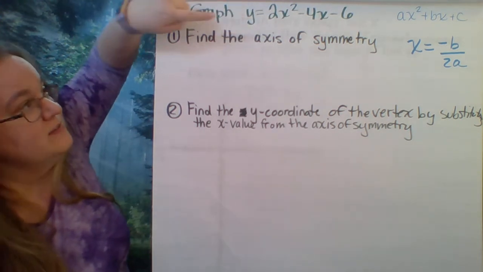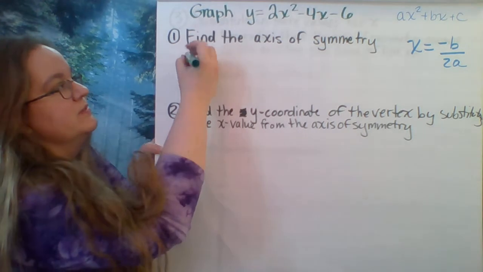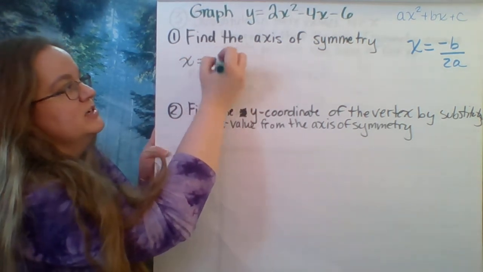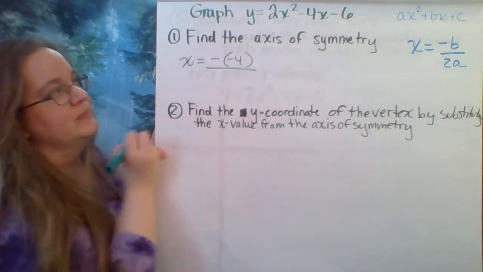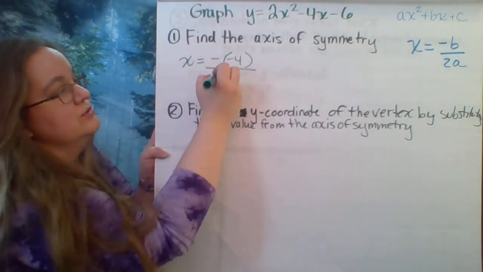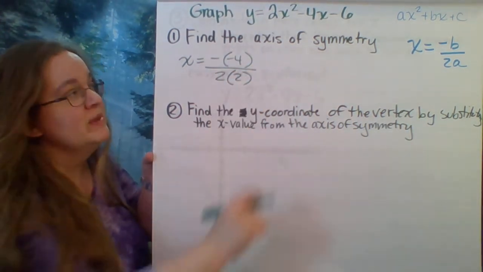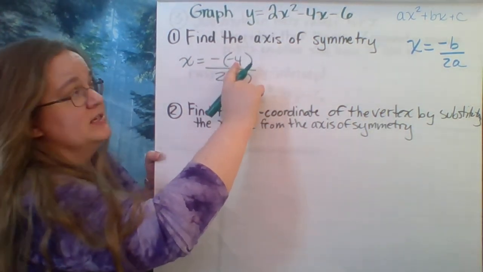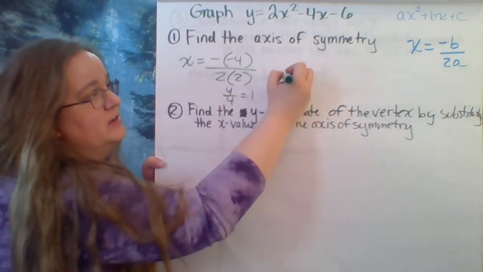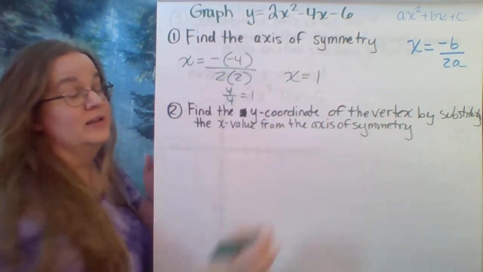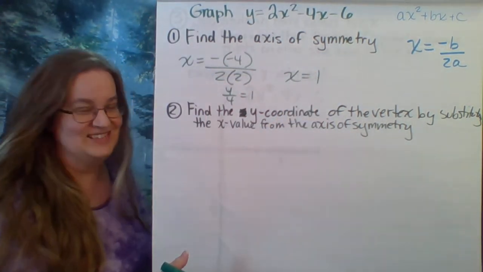So if I'm graphing this, remember that b would be -4. So if I'm going to use my axis of symmetry, -(-4) divided by 2 times a, and a is 2. Negative negative becomes a positive, so that's just 4 divided by 4, which of course is 1. So x = 1. That's my axis of symmetry. Remember, that's the vertical line that goes through the vertex.